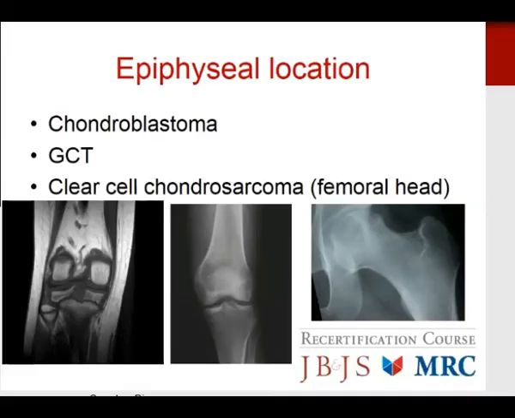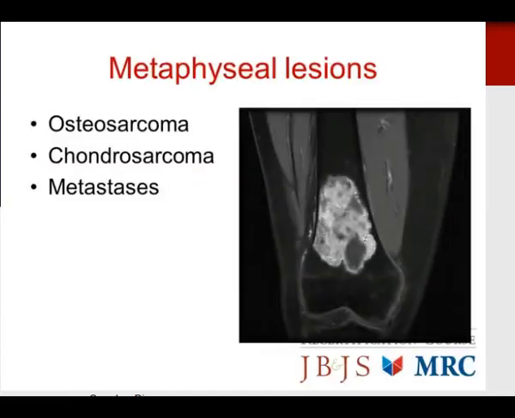Very classic for chondroblastoma, giant cell tumor, and clear cell chondrosarcoma of the femoral head is to occur in the epiphysis. Most commonly, chondroblastomas, as seen here, are in skeletally immature patients. Giant cell tumors occur in skeletally mature patients, so chondroblastomas are usually in younger patients, giant cell tumors in older patients. Clear cell chondrosarcomas can occur in any age group but are very specific to the femoral head.